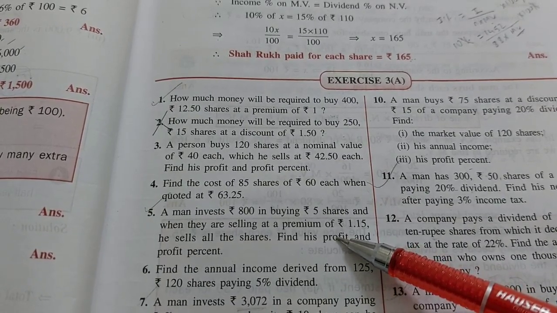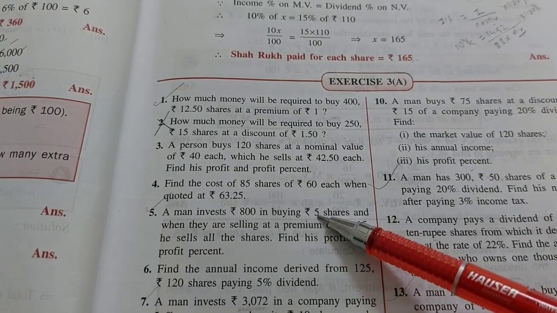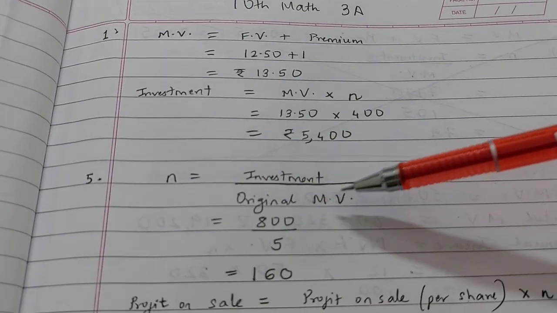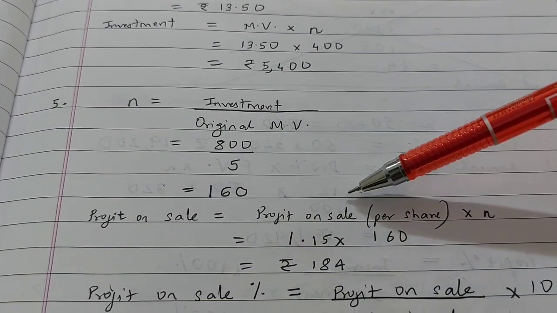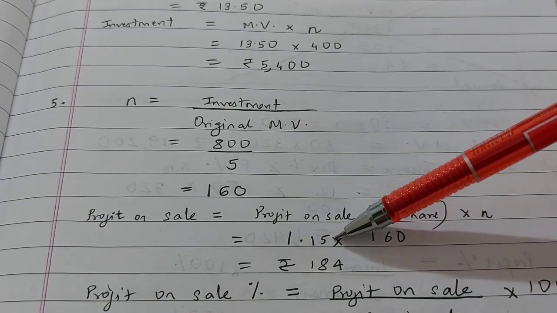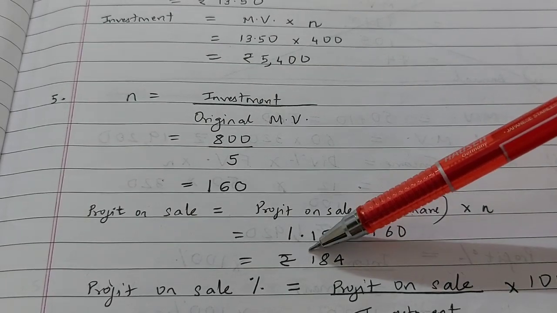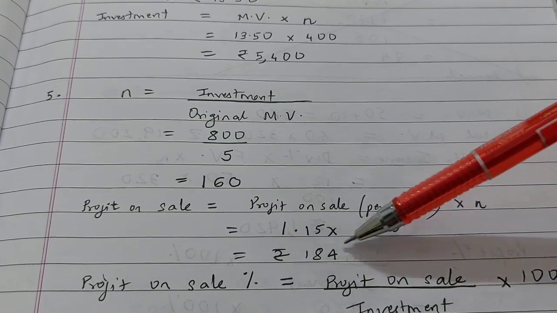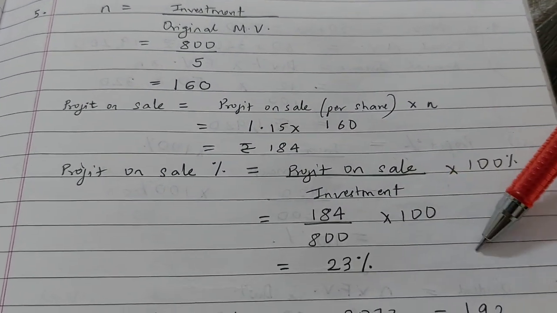So first of all, we'll have to find out how many shares did he actually buy. This is the original market value, which was at par with the face value. So the number of shares is the investment upon original market value, which is 160. Now profit on sale is profit on sale of one share, which is 1.15, into total number of shares. So total profit he earned was rupees 184. Now profit percent on sale will be the profit earned upon the investment that he had made into 100%, which comes out to be 23%.